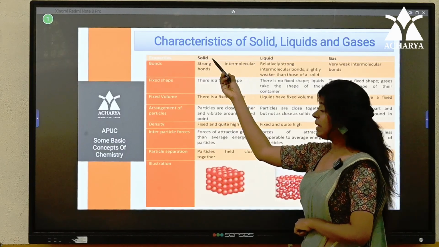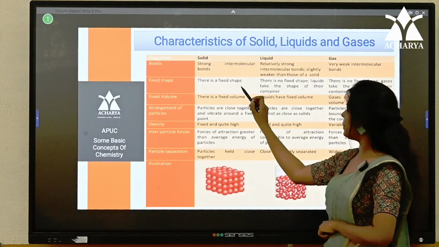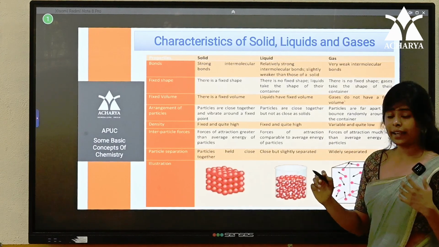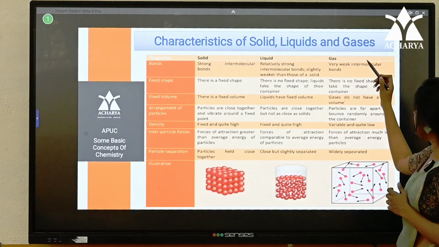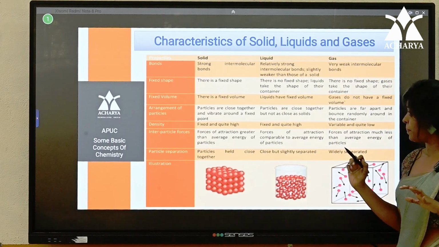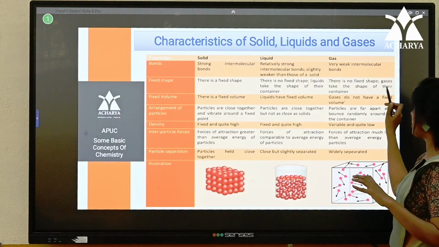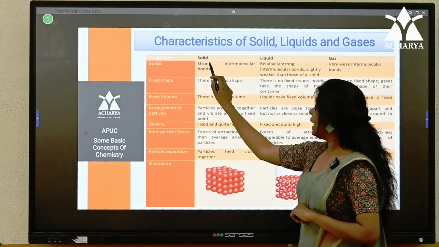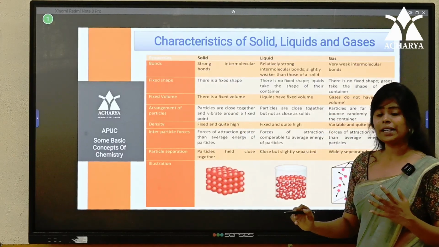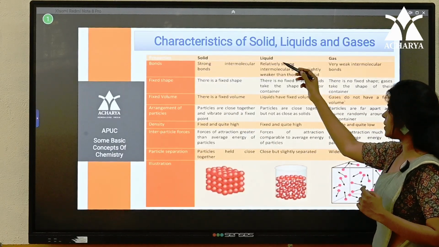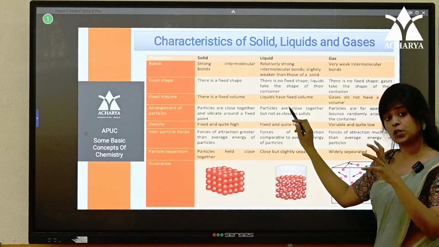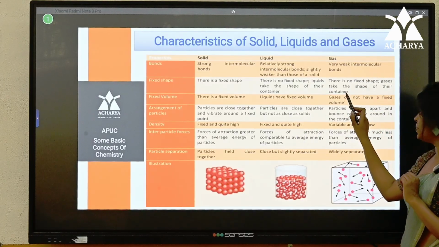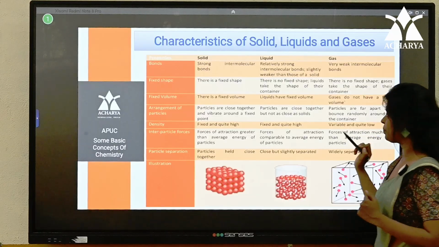If you see the shape, in case of solid, there is a fixed shape. In case of liquid, there is no fixed shape. Liquids can take the shape of the container. In case of gases, there is no fixed shape again. Gases take the shape of their container. Next, if you observe volume, in case of solids, there is a fixed volume. Liquids have fixed volume. In case of gases, gases do not have any fixed volume.